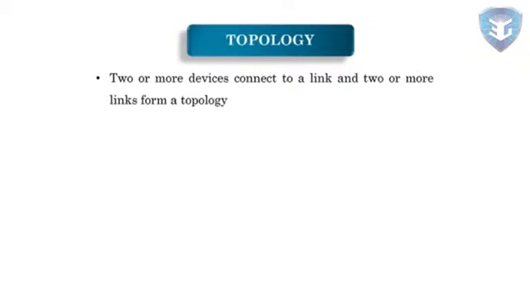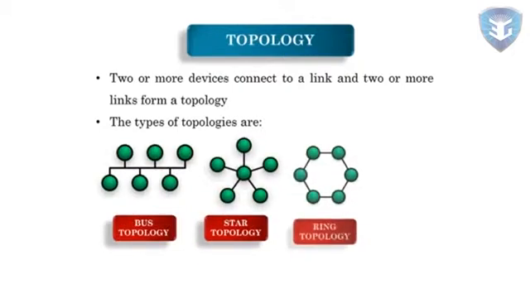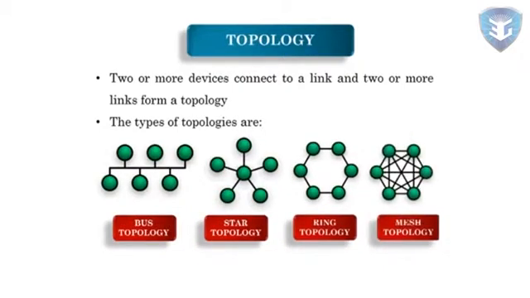Now let's see how to connect two or more devices. Two or more devices connect to a link, and two or more links form a topology. The types of topologies are bus topology, star topology, ring topology, and mesh topology. Let's see each one in detail.